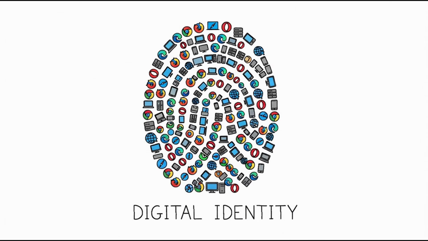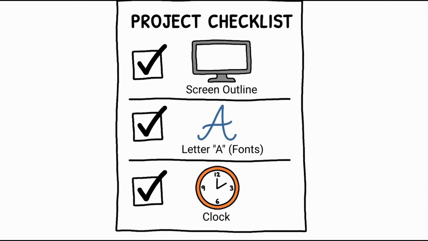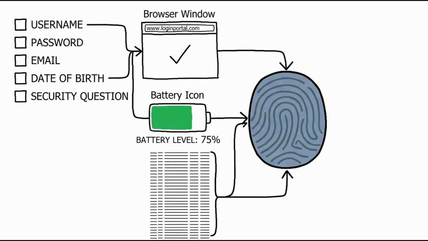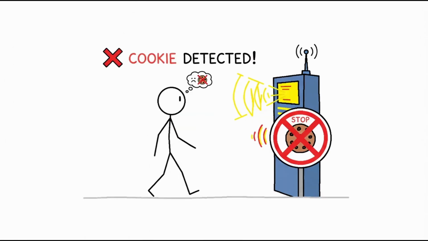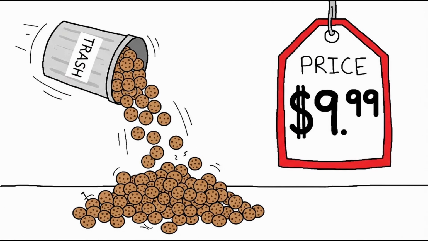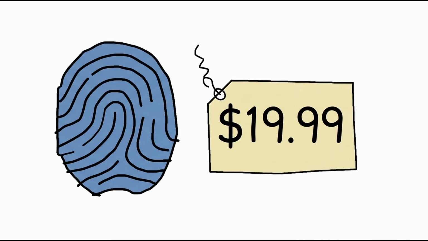Your fingerprint is the unique combination of your screen size, your fonts, your time zone, your browser version, your battery level, and dozens of other smaller settings you never think about. Put those together, and a site can recognize you again without a single cookie or login. That's why clearing your cookies doesn't always reset the price. The fingerprint stayed the same. So did what the algorithm thinks you'll pay.